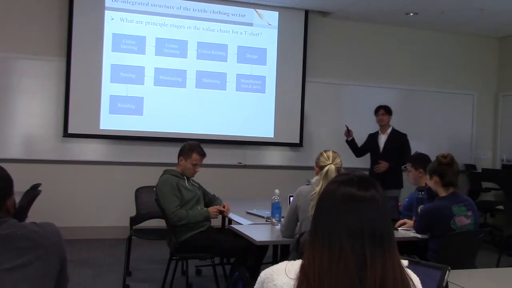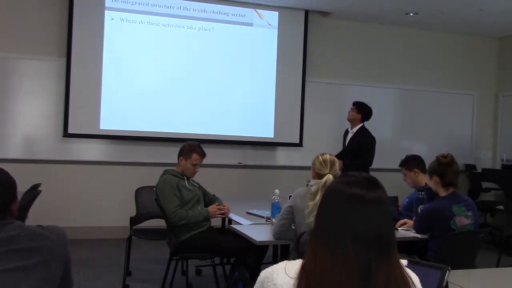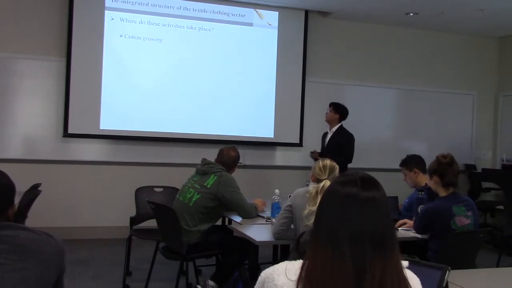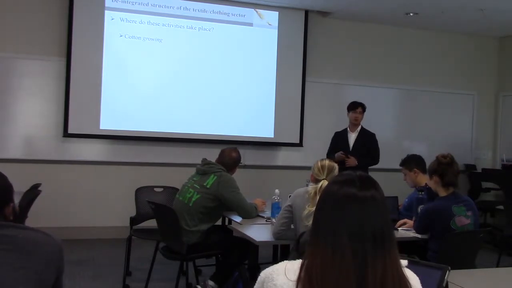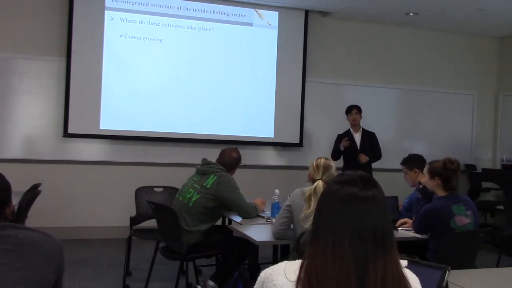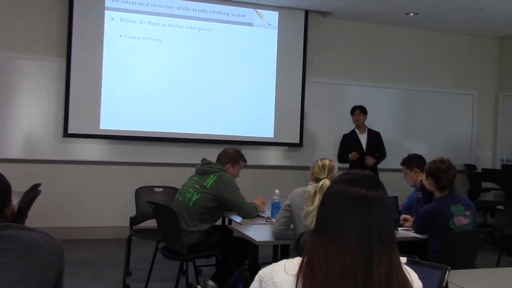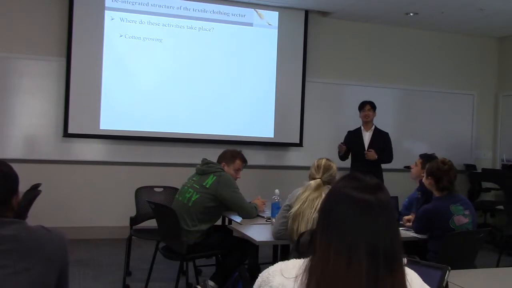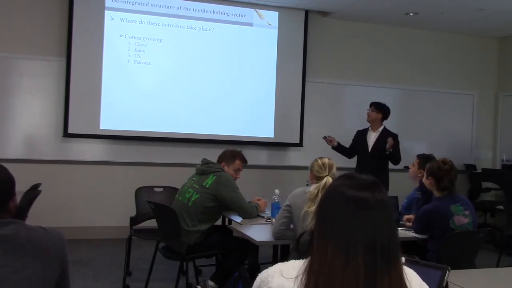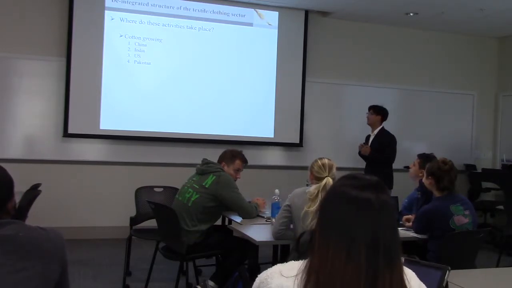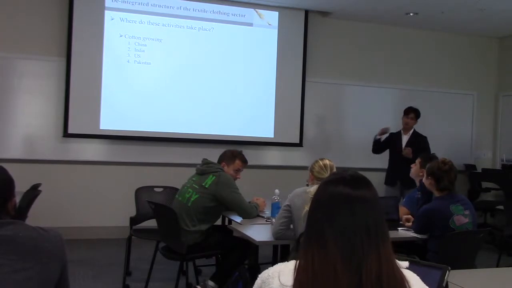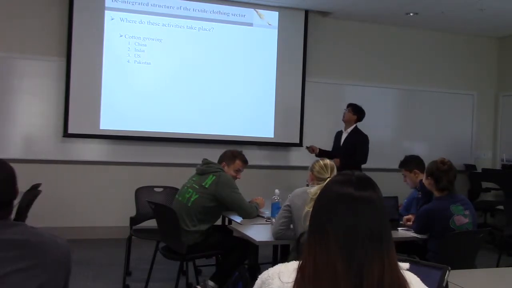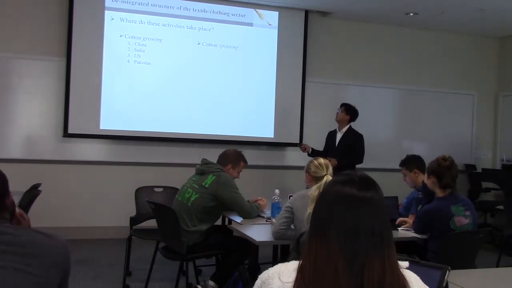Very clear on this part? Okay. So let's look at where do these activities take place, right? So where do you think cotton growing happens for the most part? Yeah, India. America, yes. China, right, and Pakistan. So the U.S. is also a major place where they grow cotton. So there are 4 places that are major places of cotton growing.